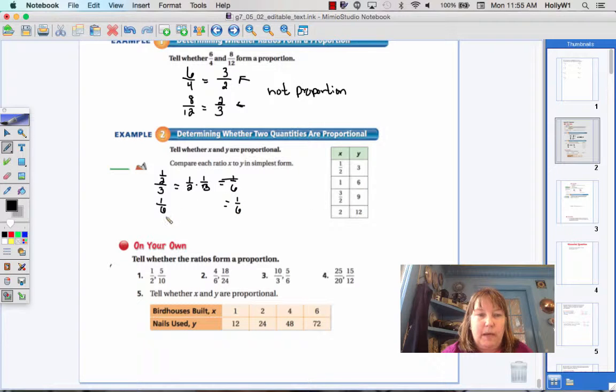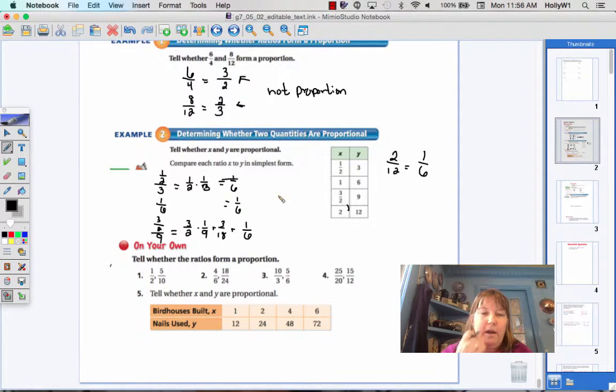If I take 3/2 and compare it to 9, so 3/2 to 9. If I keep that and I change it and I flip it, I end up with 3/18, which simplifies to 1/6. And we can't fit the 2/12, so I'm going to fit that over here. So 2 to 12 does simplify down to 1/6. So since everybody is equal to 1/6, then the table is proportional.